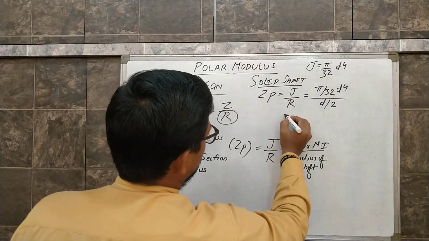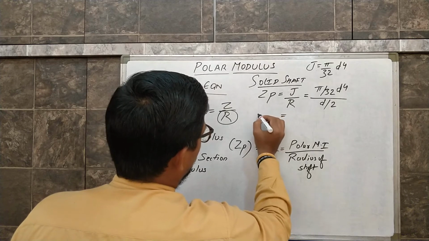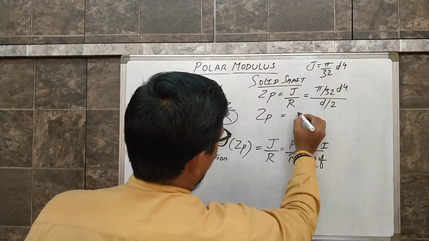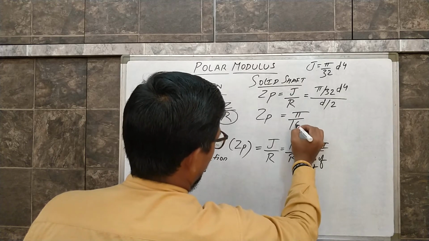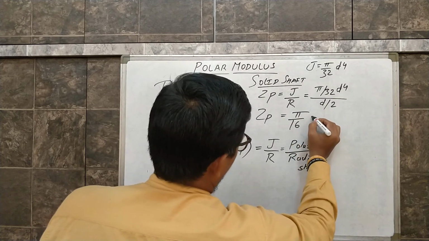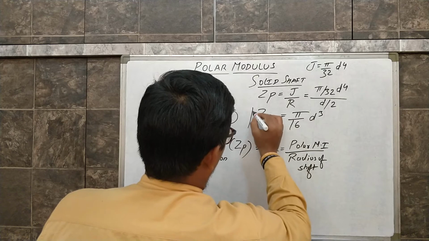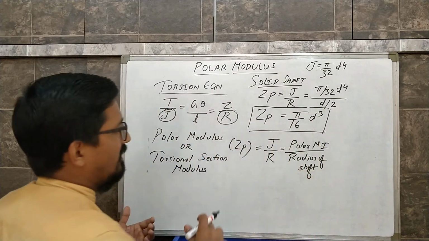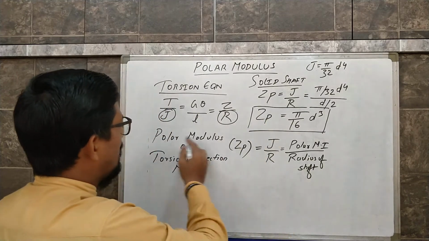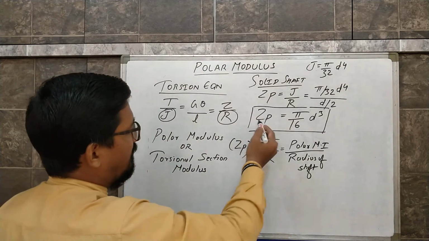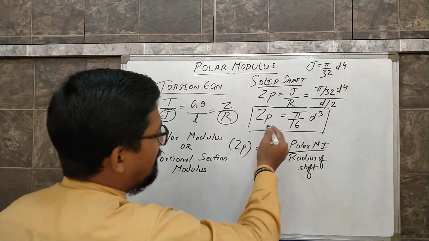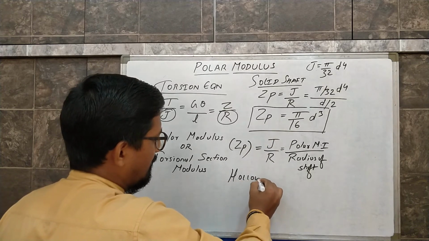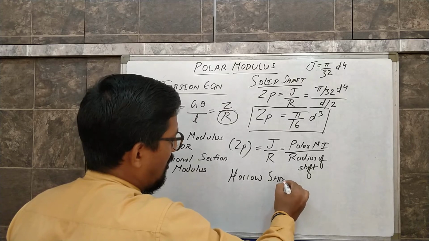So ZP for a solid shaft can be written as pi by 16 d cube. So this is the value for polar modulus or torsional section modulus for a solid shaft. Similarly, we can derive for a hollow shaft.